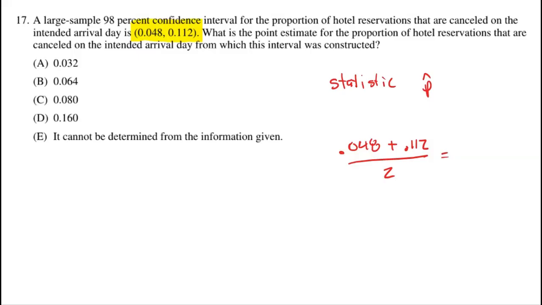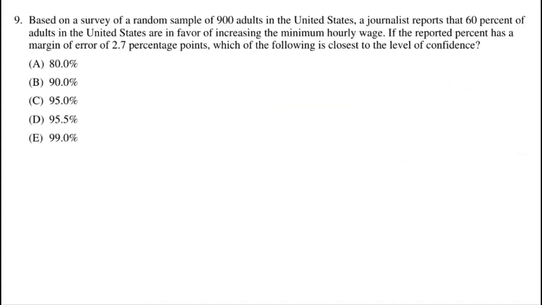I mean, that's how you find the dead center of two values. You add them together and divide by 2. So that's going to be 0.16 divided by 2, and we get 0.08. So that means our sample proportion p hat must have been 8%, and then we add and we subtract our margin of error from there to construct this interval. So the choice there would be C.